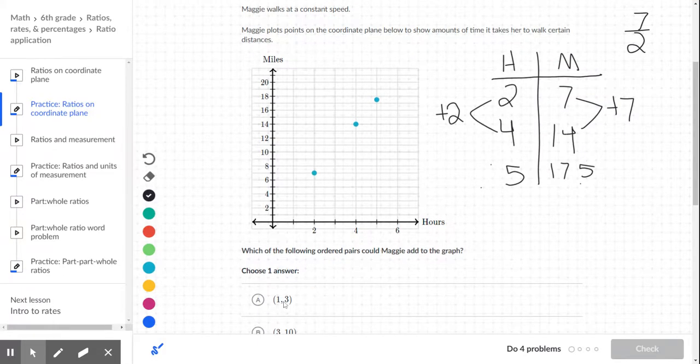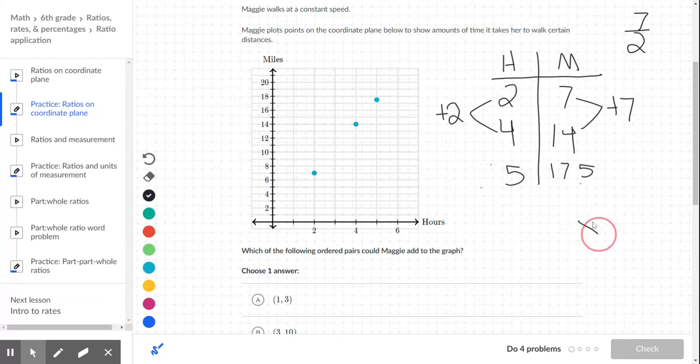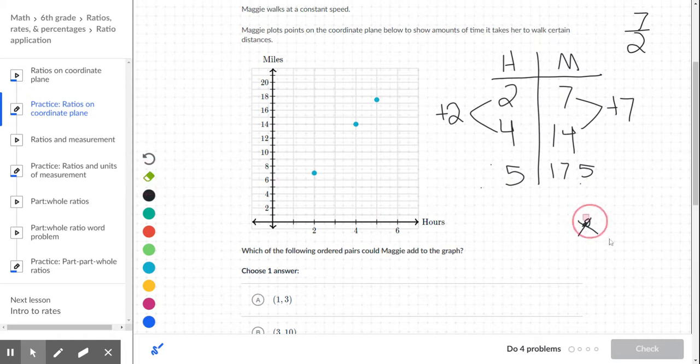We're going to start off with A. They want to know if A can be added to it. So I'm going to take X, which is my hours. Let me scribble this out so it makes it a little easier for you. I'm going to take my hours and multiply that by 7 halves, and it should get me my miles.